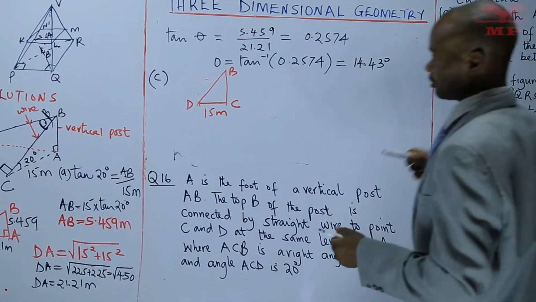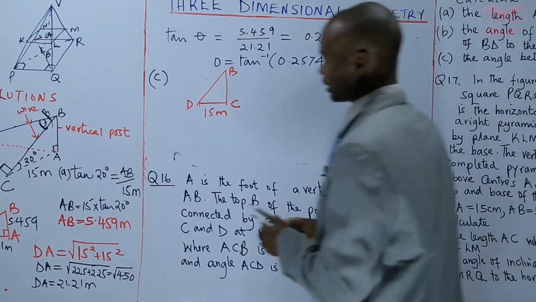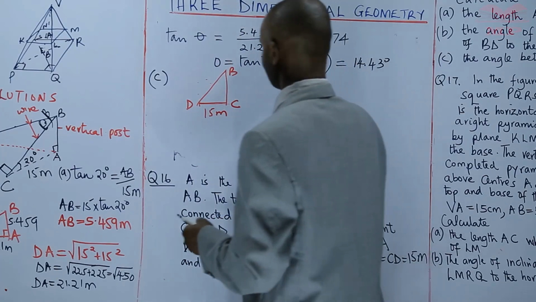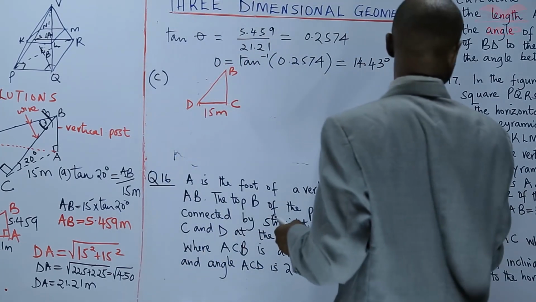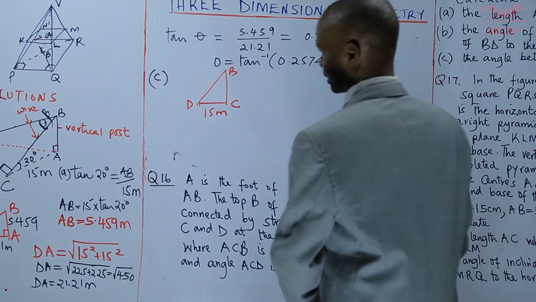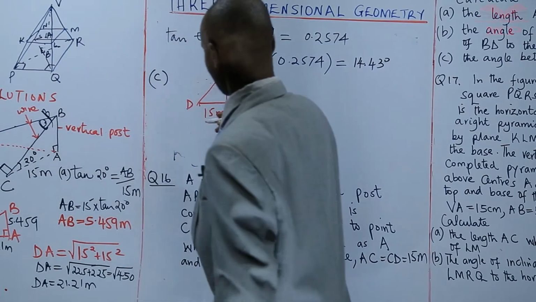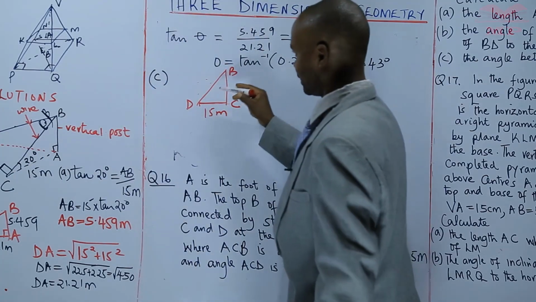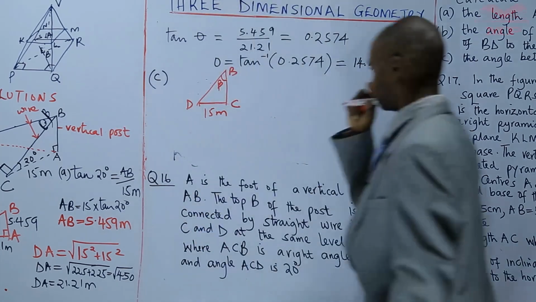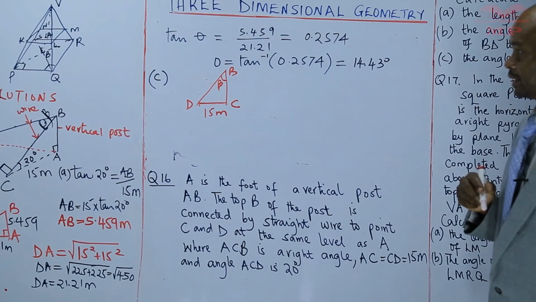CB and DB. It is this angle. CB and BD. This one, CB and BD. They are looking for that angle, alpha.